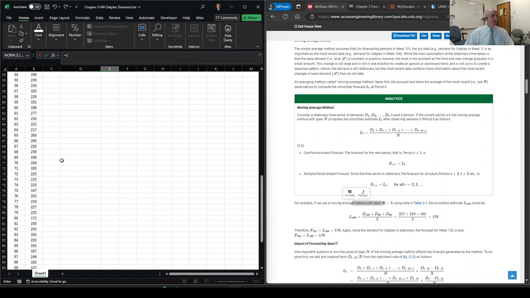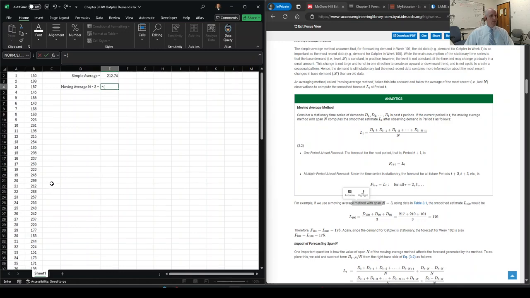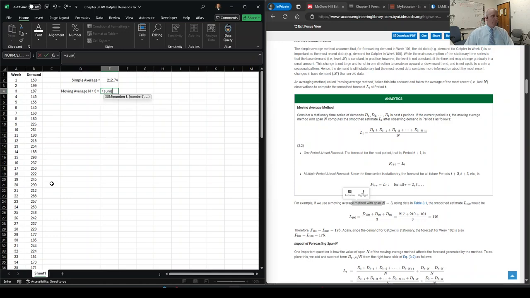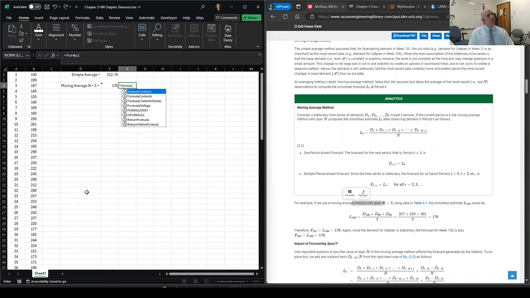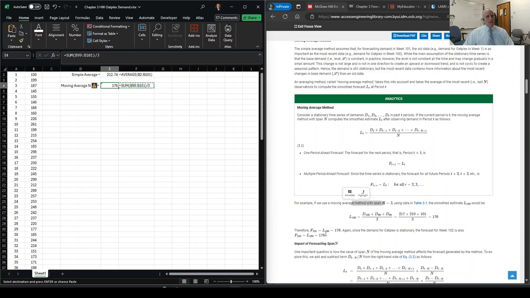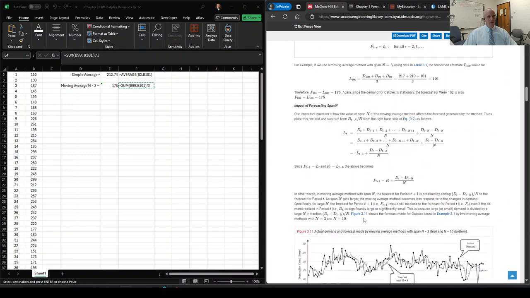So we can go down here to the last 3 months, and we would add those up. So I could do the sum of the last 3 weeks: week 98 plus week 99 plus week 100, divided by 3, and that would be 176. So let me show you my formulas here. And sure enough, that's what the book gets. So the book is at 176. We've taken the last 3.